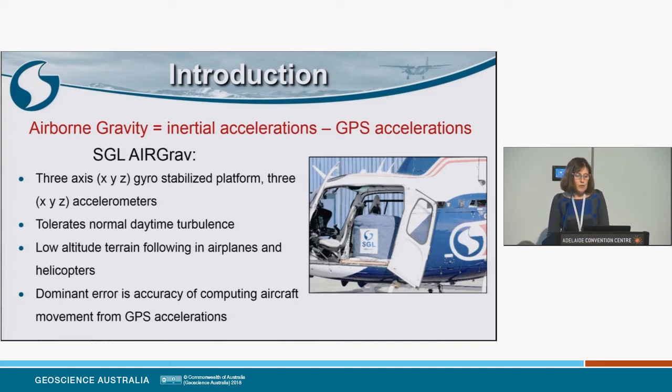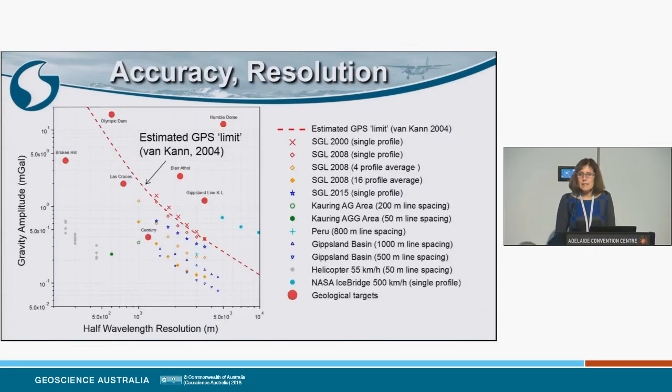As with all airborne gravity, what people are interested in is derived from the inertial accelerations as measured by our gravimeter minus the GPS accelerations which model the aircraft movement. Our system has been designed to tolerate normal daytime turbulence, and thus the dominant error is the accuracy of computing the aircraft movement from the GPS accelerations.